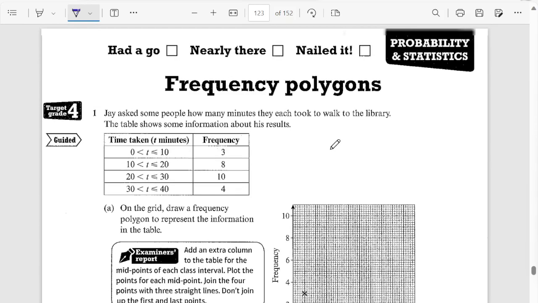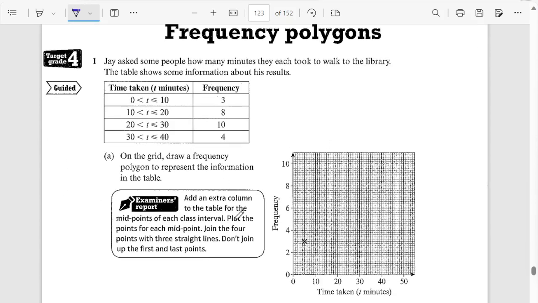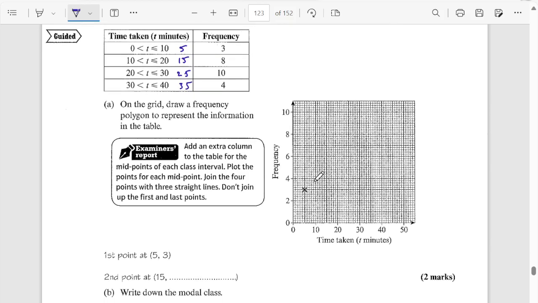Right. So I'm going to start and just looking at the exam report, I would agree with that. I don't add an extra column. I would just tend to write the midpoints next to this. So the midpoint here is 5, 15, 25, and 35. And then that's the information that I would plot.